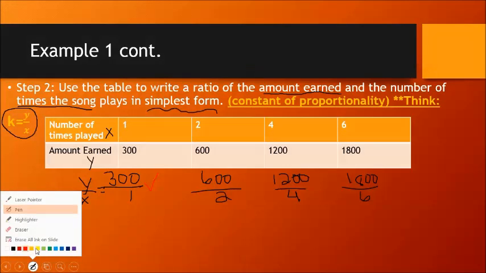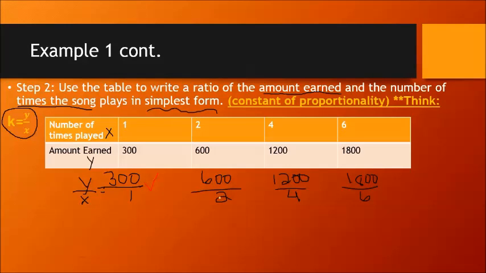Since it isn't, we are going to make it so. So what can I divide on the top and bottom? Well, I can divide by 2. If I divide by 2, this becomes 300 over 1. Okay? The next one is not in simplest form either. 1200 over 4 is not in simplest form. So if I divide that by 4 on the top and bottom, what do you think I get? 300 over 1. Imagine that. Let's do the last one. If I make this in simplest form, divide by 6 on the top and bottom, I get 300 over 1.